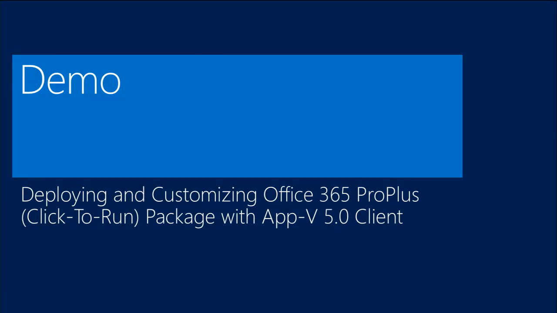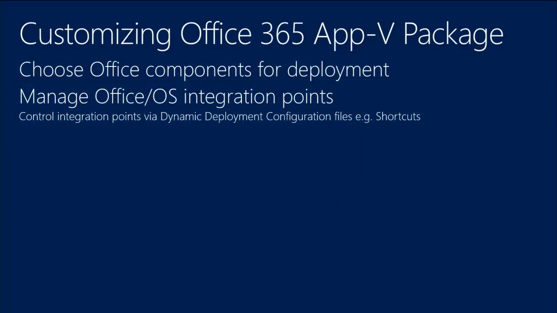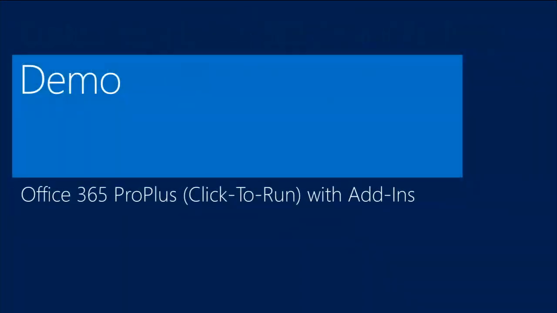All right. So to summarize, you have your Office 365 package. It acts just like any other App-V package. You can configure it using dynamic deployment configuration. You can configure your shortcuts, your FTAs, what apps are available. All of those things can be configured there. Works just like any other App-V package.